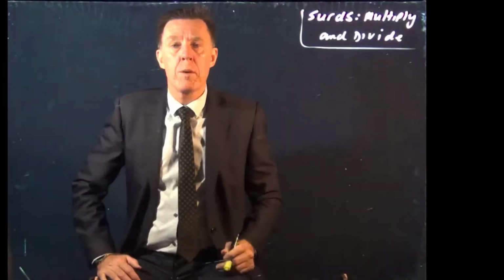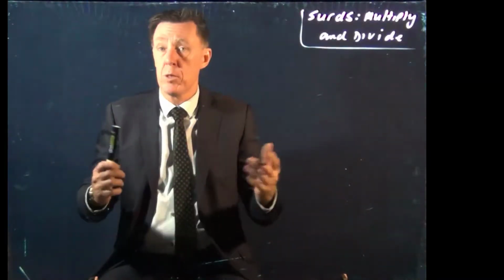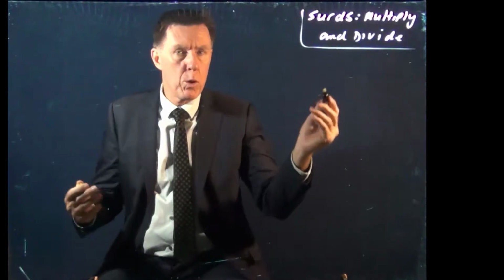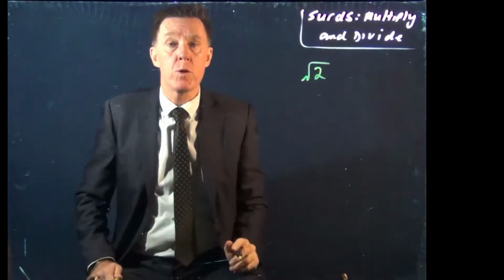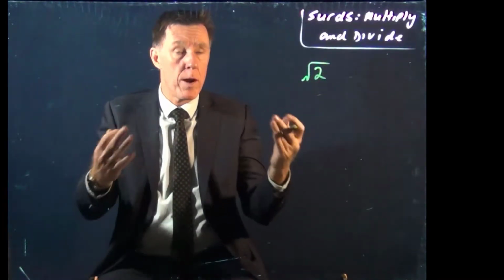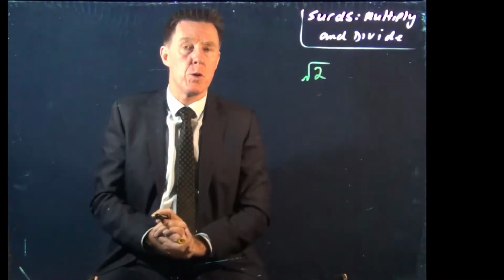Now, I want to talk about these things called surds. Surds are just when you have what we call a radical symbol. For example, if I took the square root of 2, the root symbol is called a radical symbol. So square root of 2 is called a surd.